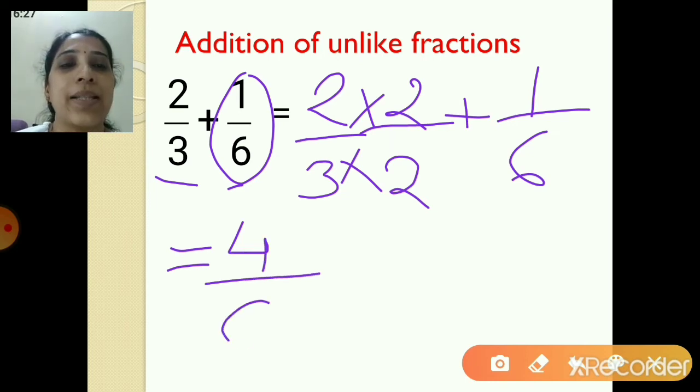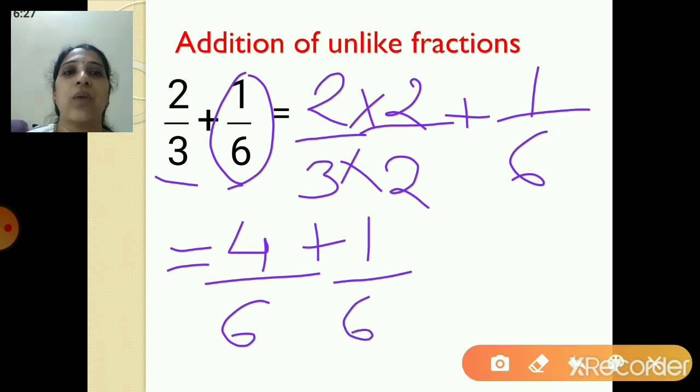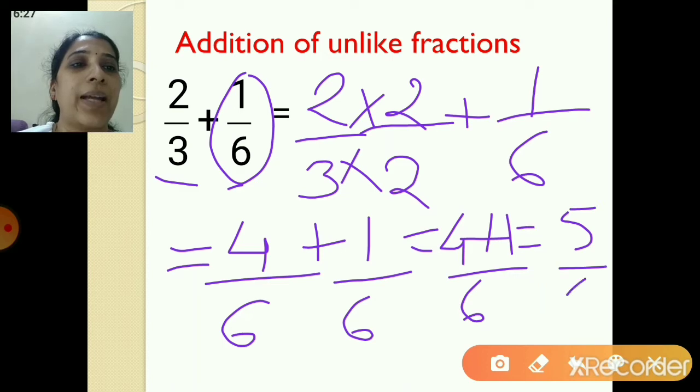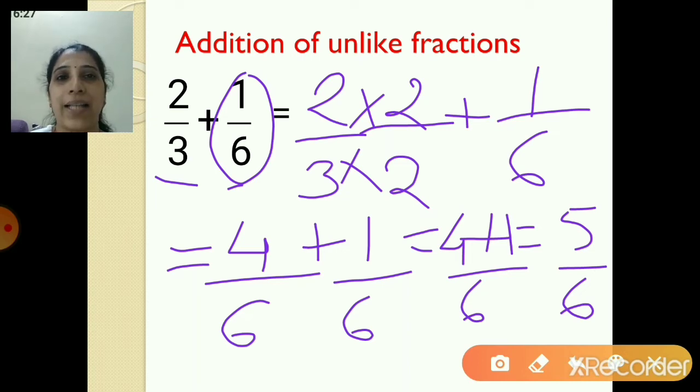3 twos are 6. And then you will add this 1 upon 6. So now you have both fractions with the same denominator, 6. So now you can carry out the addition: 4 plus 1 upon 6 is equal to 5 upon 6. So this is the way you are going to carry out the addition of unlike fractions.